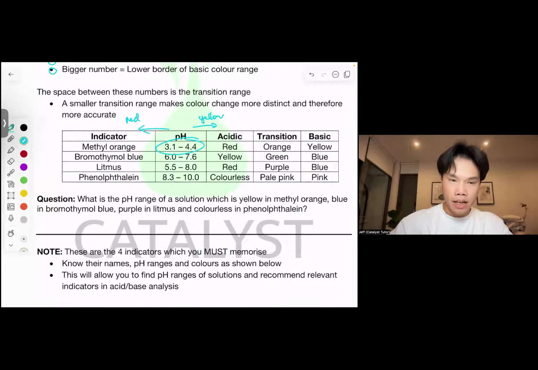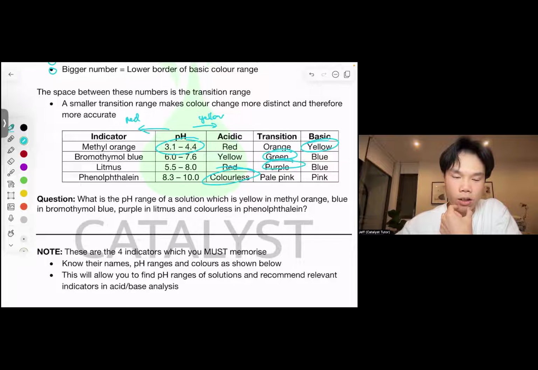Let's say you have a solution which shows yellow in methyl orange, green in bromoethanol blue, purple in litmus, and it shows colorless in phenolphthalein. Determine the range of pH that you can narrow down this solution's pH to. Type in the chat once you have it. What's the range of pH of this solution if it shows these colors in these different indicators?